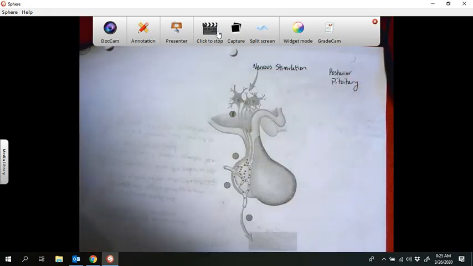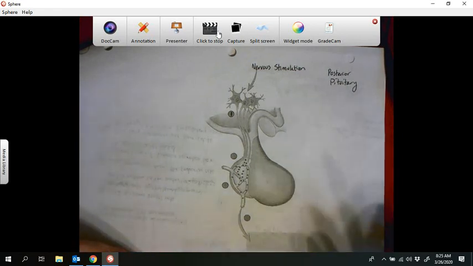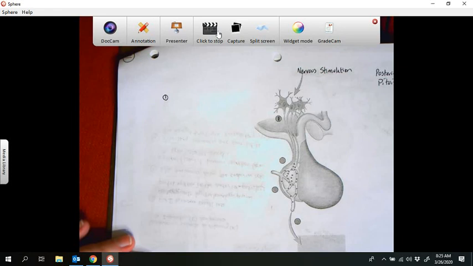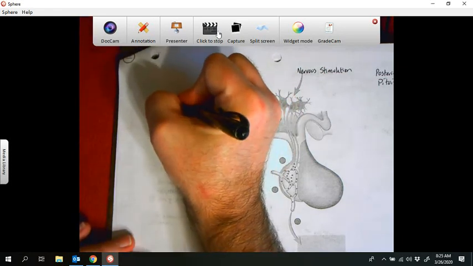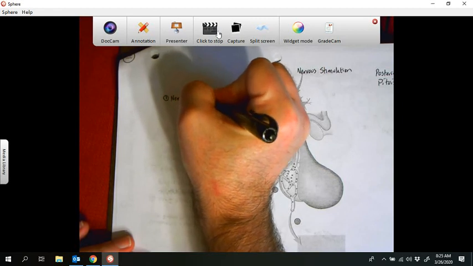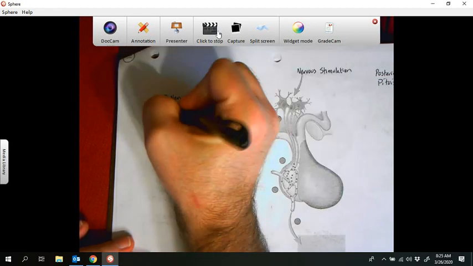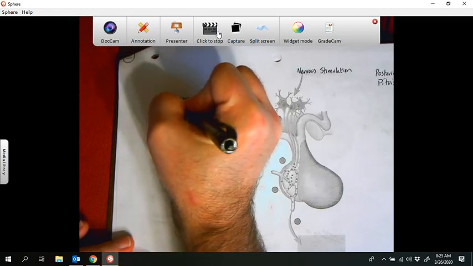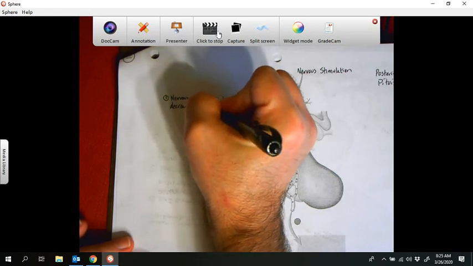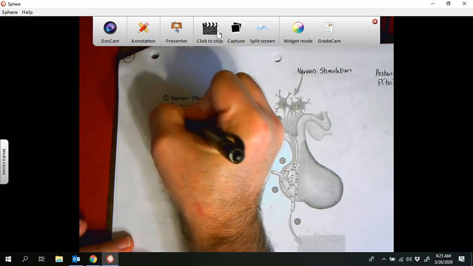We're going to label that little circle number 1. So with number 1, I'm going to write it over here on the side. We have nervous stimulation increases or decreases action potential frequency in the hypothalamic neurons.